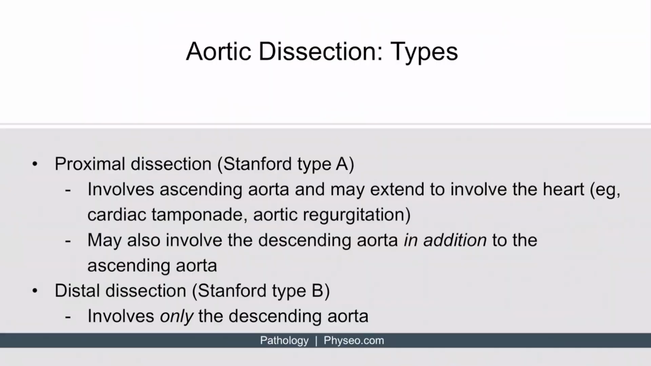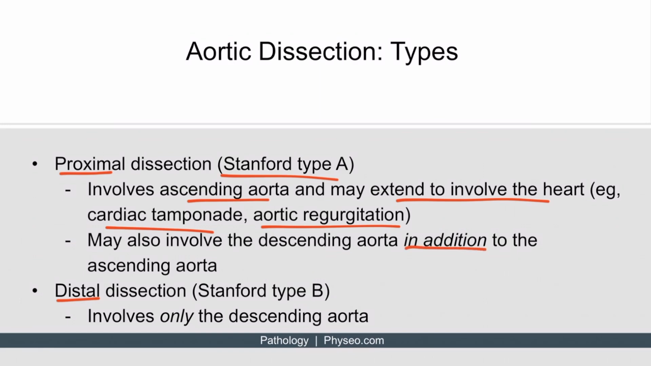There are two types of aortic dissection, including proximal and distal. Proximal is also known as Stanford type A. This involves the ascending aorta and may extend to involve the heart. If this occurs, it can result in cardiac complications such as cardiac tamponade or aortic regurgitation. It may also involve the descending aorta, but this is in addition to the ascending aorta.